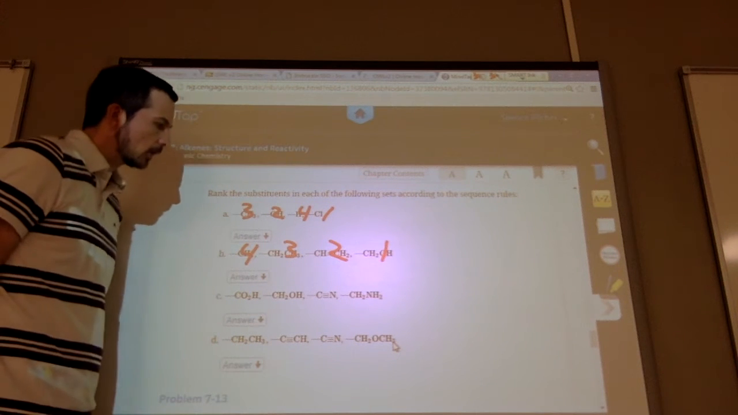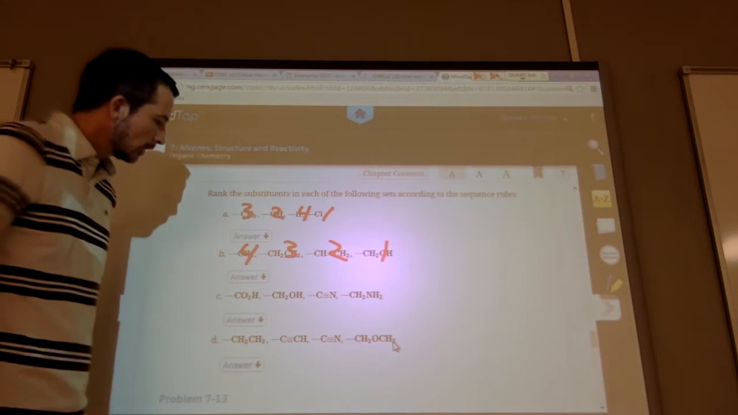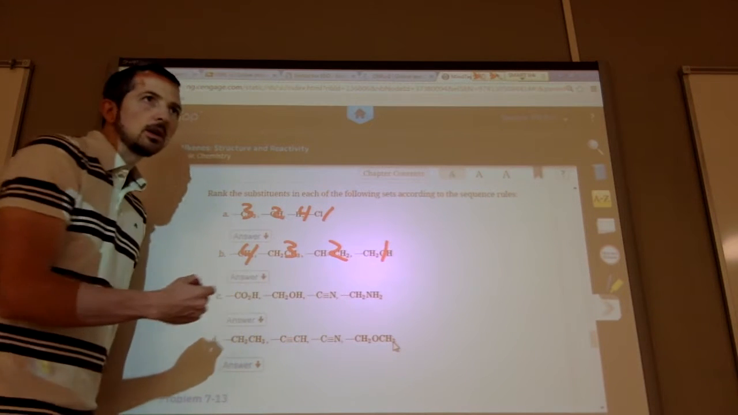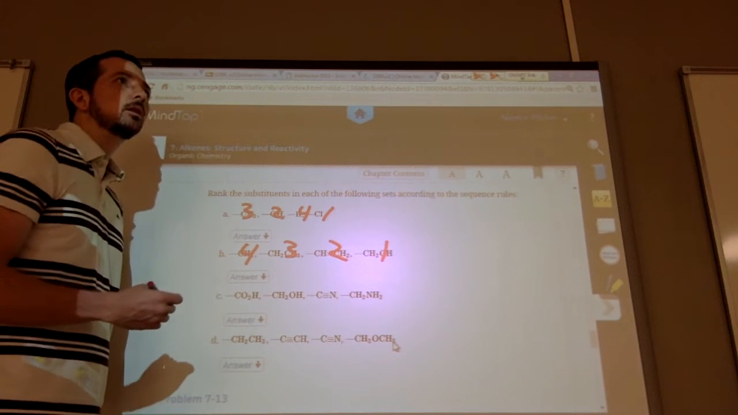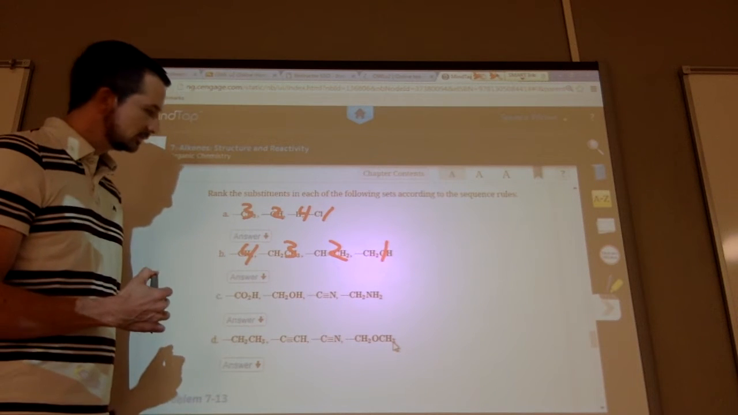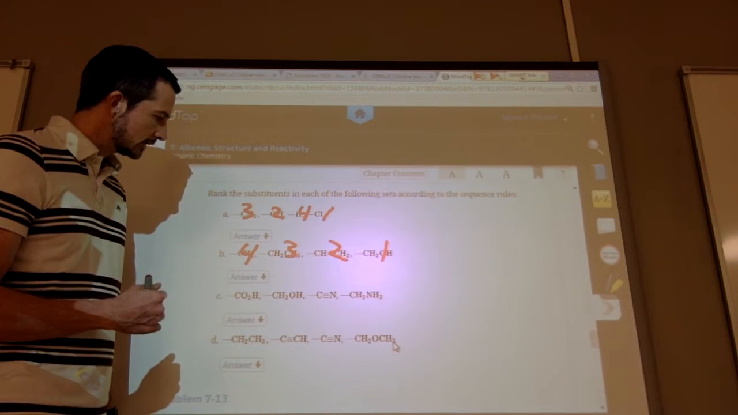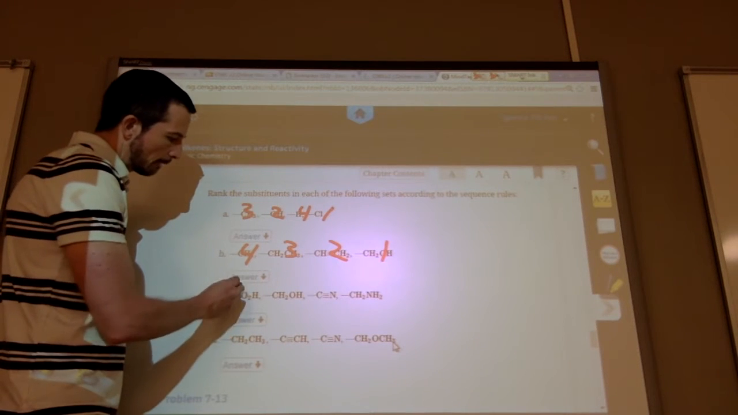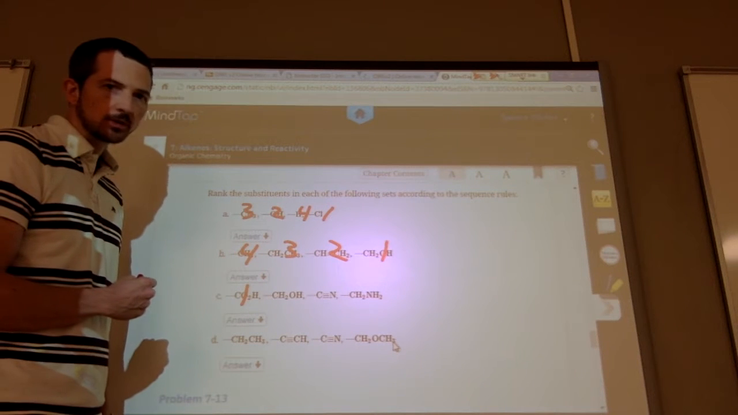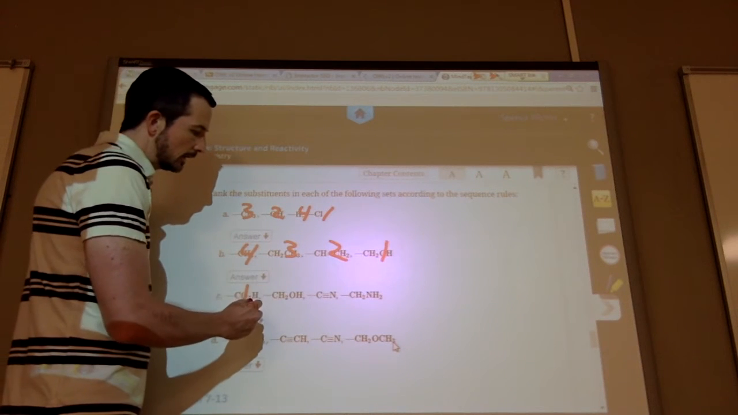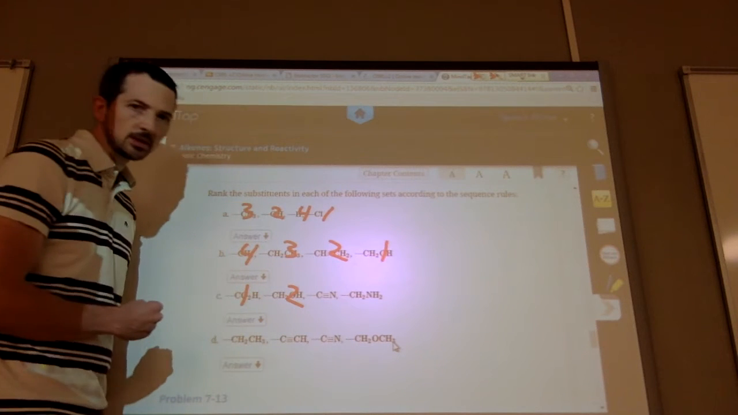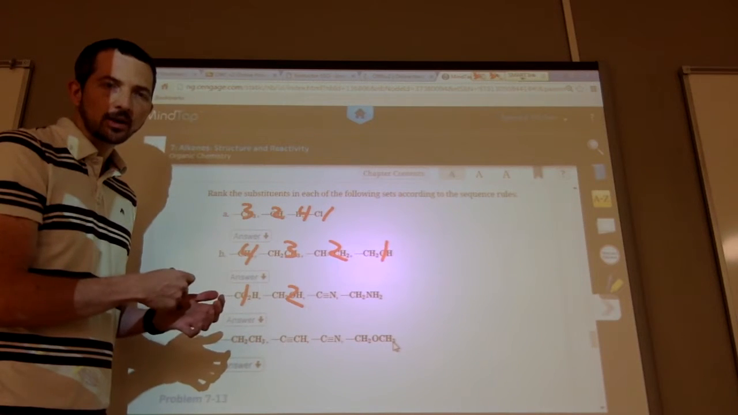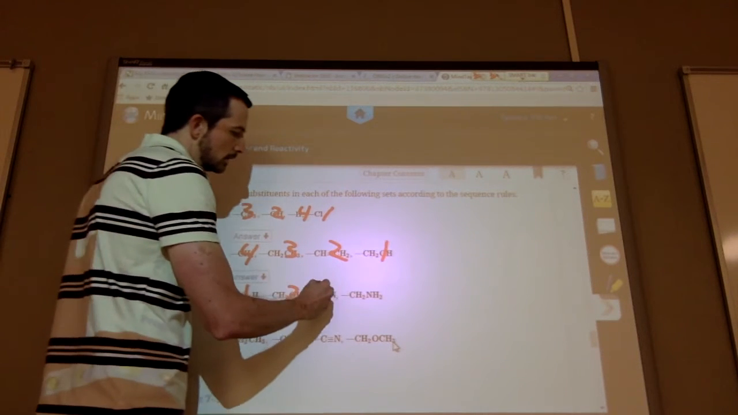Next one, carbon, carbon, carbon, carbon. Next atom, 3 oxygens, 1 oxygen, 1 nitrogen, 3 nitrogens. Oxygen is a higher priority than nitrogen, and so I want the 3 oxygens to be highest priority. Then I want just the 1 oxygen, because even though this one has 3 nitrogens, oxygen's higher atomic number, higher priority.